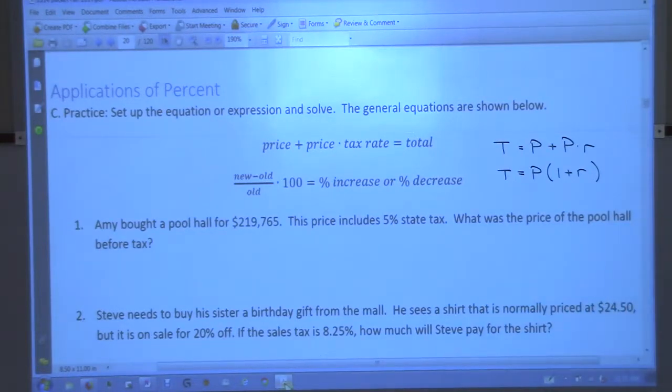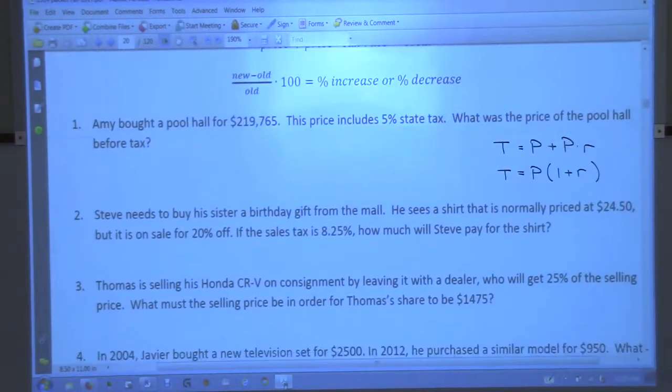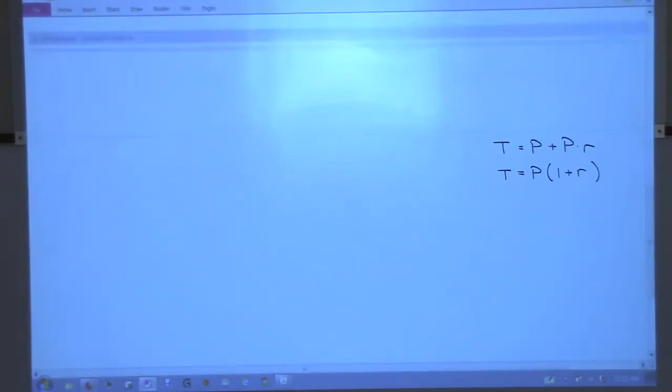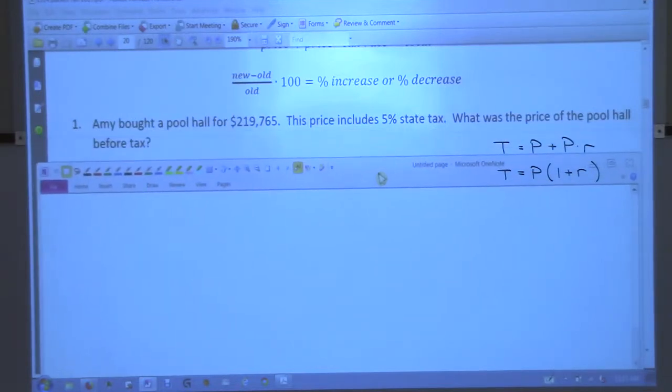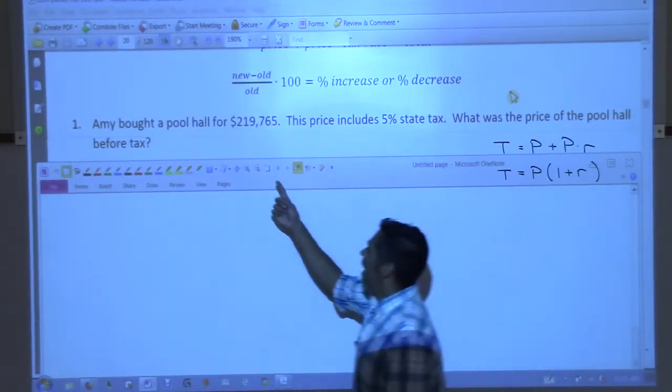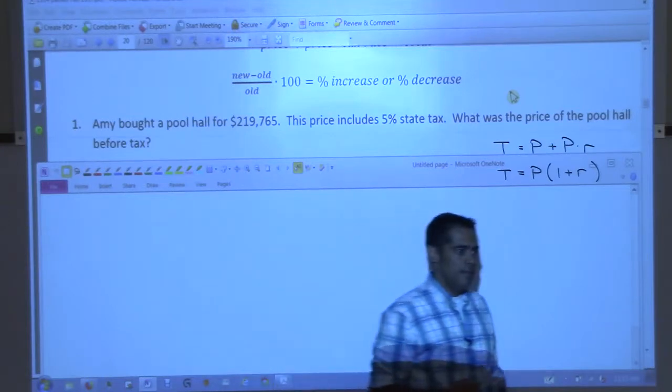All right, so let's look at that first one. Amy bought a pool hall. I'm not sure why Amy would want to buy a pool hall, but that is what she did. Okay, so Amy bought a pool hall for $219,765. This price includes a 5% state tax. What was the price of the pool hall before tax? So this was the out-the-door price that she paid, but it includes tax.